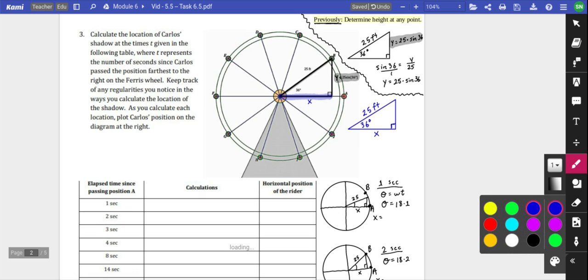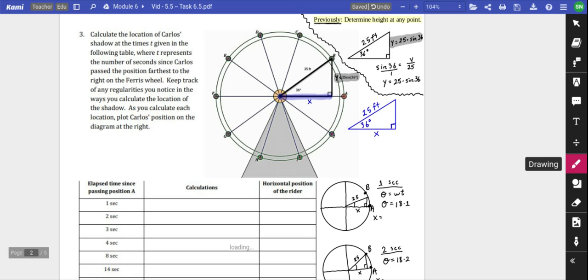Now we are trying to find the horizontal distance, which is labeled in blue with the x. I was able to extract this triangle from the wheel, and it's on the right hand side in blue. We are trying to find x, therefore we use cosine of 36, which is equal to x over 25. Put a 1 under the cosine 36, cross multiply, and we get that x is equal to 25 times cosine of 36. And this formula would allow us to find how far to the right or to the left from the center we are located at any given time.